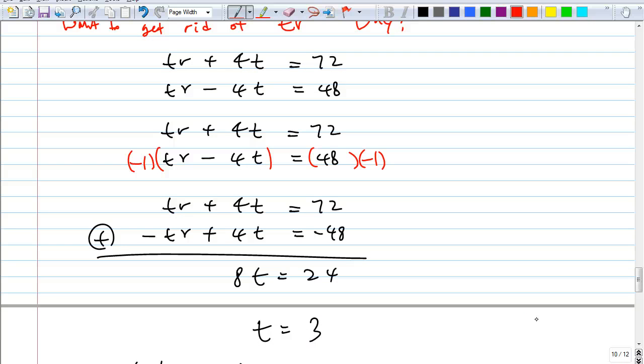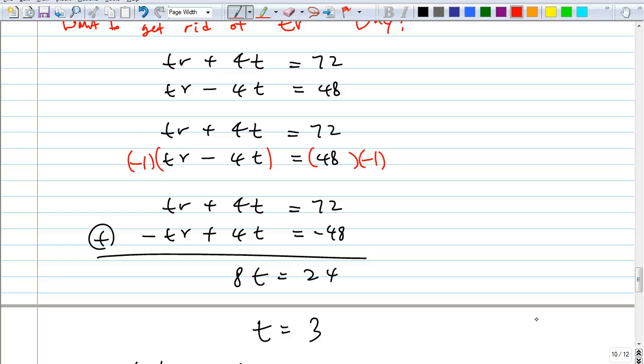What does this represent? t equals 3. Time. For going upstream or going downstream? For both. Yeah, for both. So what do they want you to find, by the way, at the end? It says, what is the rate of the boat in still water? Well, we found t. How do we find the rate of the boat then? Any idea? Yeah, Lucia?